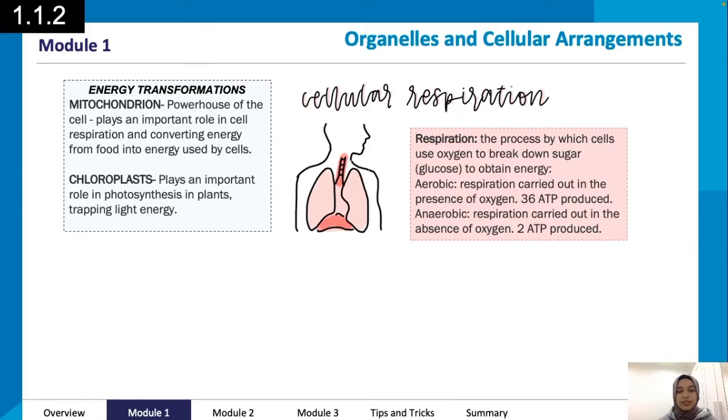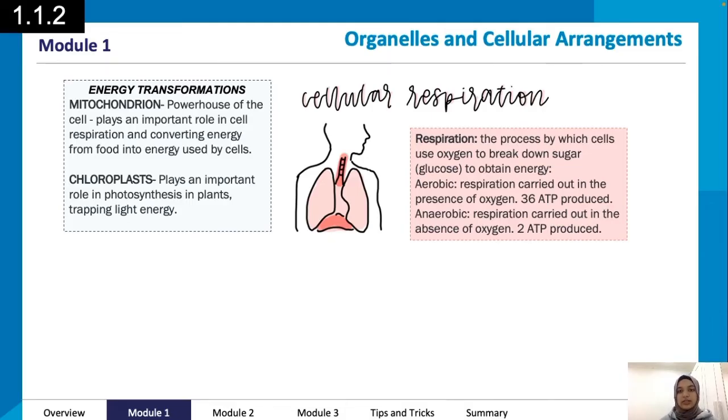Now let's go through cellular respiration as an example. So, respiration is the process by which cells use oxygen to break down sugar glucose to obtain energy. So, that is going to be our definition of how cellular respiration will occur.